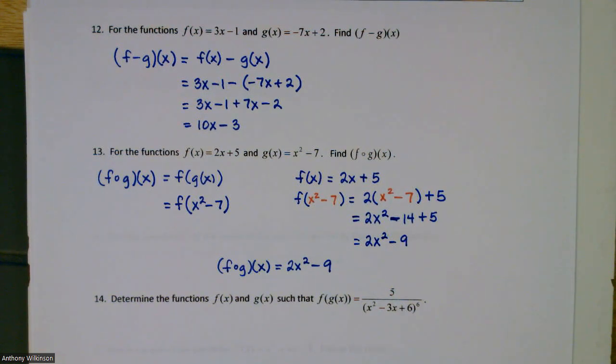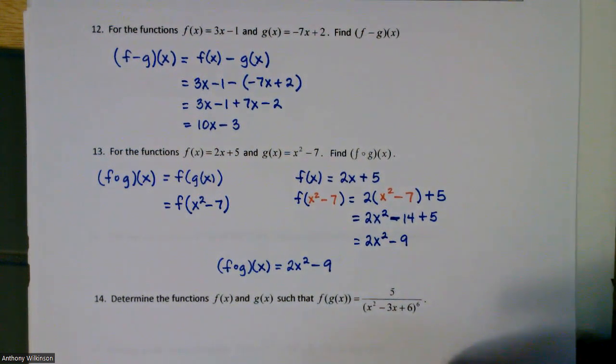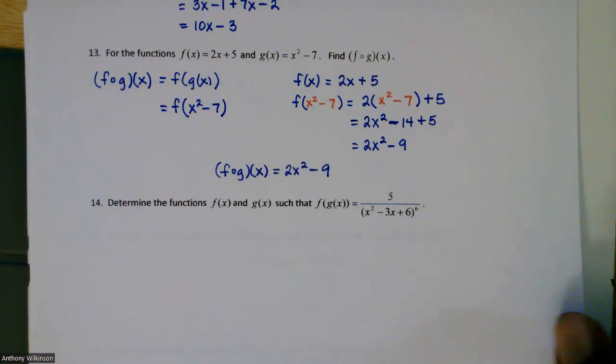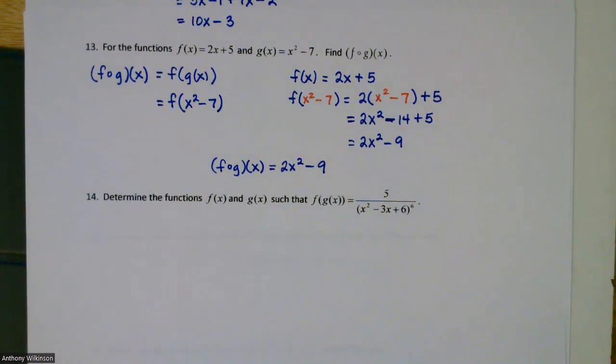All right, so that's problem number 13. All right, problem number 14 is to determine the functions f of x and g of x such that the composition of f with g of x is equal to 5 divided by x squared minus 3x plus 6. That quantity is to the 6th power.